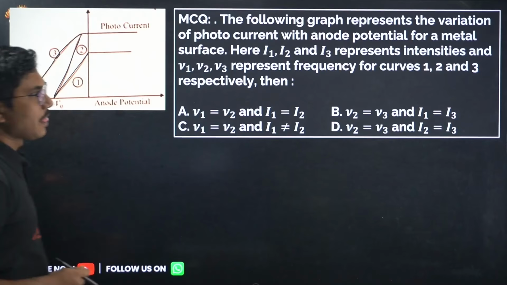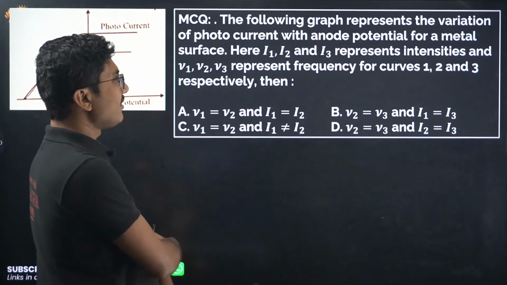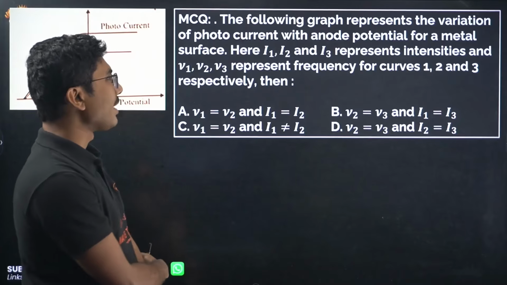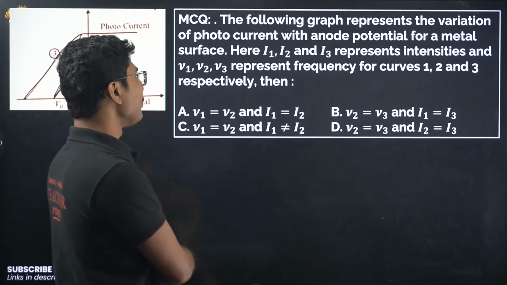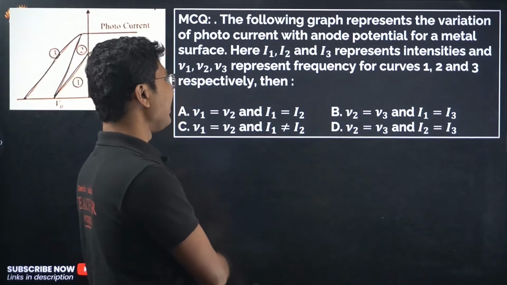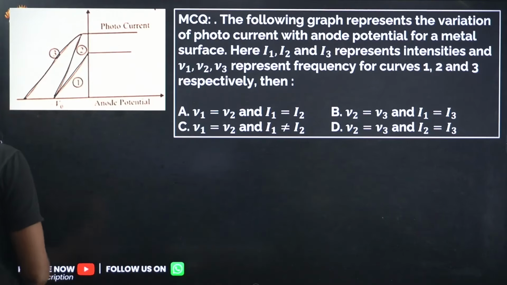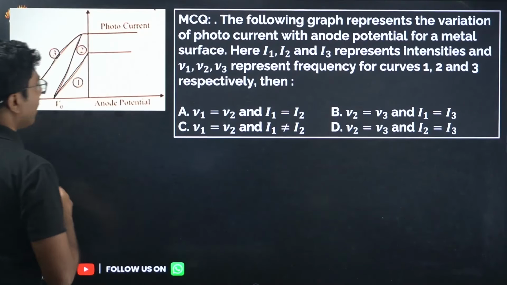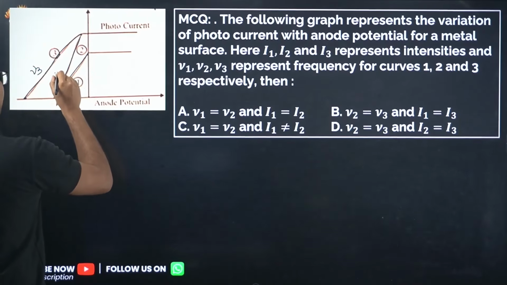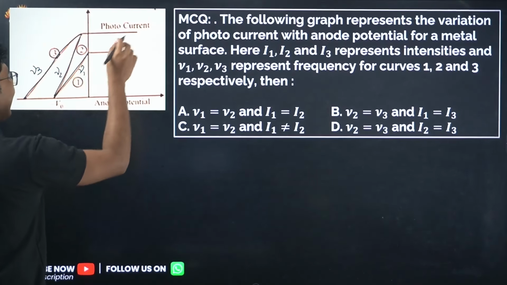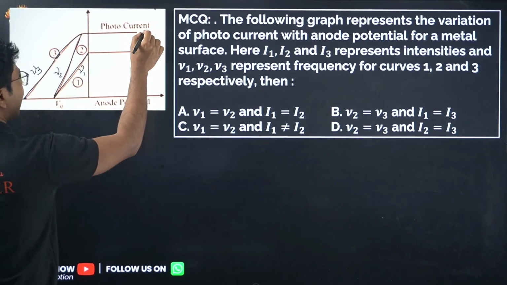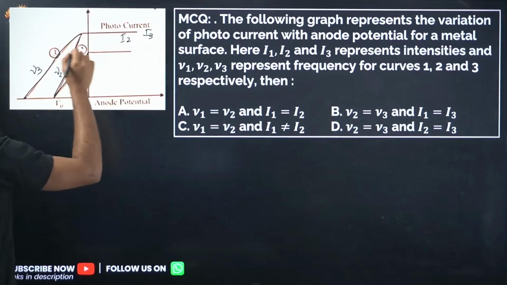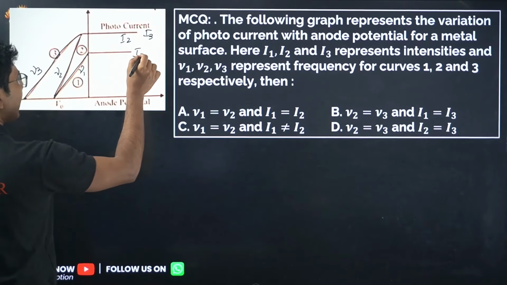Let's see. The following graph represents the variation of photocurrent with anode potential for a metal surface. Here I1, I2 and I3 represent the intensities, and nu1, nu2 and nu3 represent the frequencies of curves 1, 2 and 3 respectively. Then which of them is correct? As you can see, this is nu3, this is nu2, this is nu1. The intensities for 2 and 3 are the same, I2 and I3, and I1 is the intensity of light for 1.